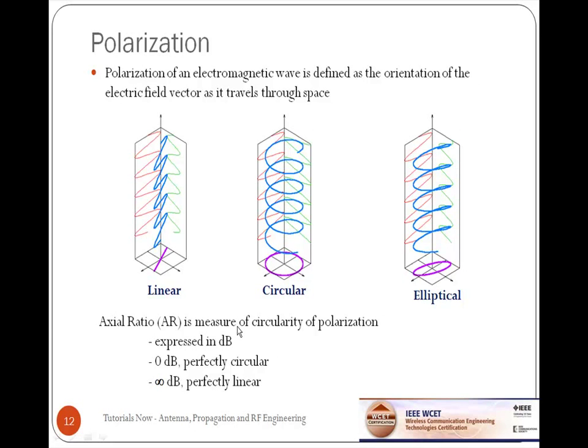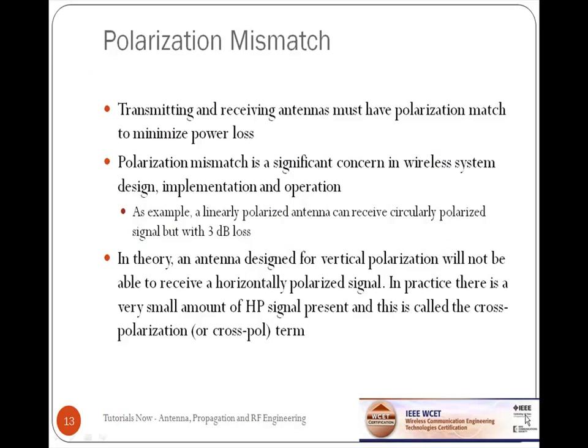A measure of antenna polarization is called axial ratio, or AR, which is the ratio of the major to minor axis in the polarization ellipse, and is usually expressed in dB. If AR is equal to 0 dB, then it's perfectly circular, and if it's equal to infinite dB, then it's perfectly linear.